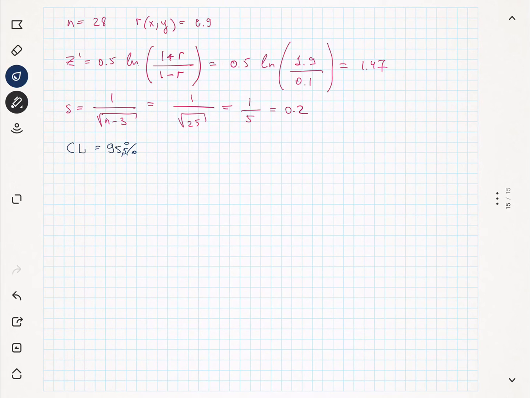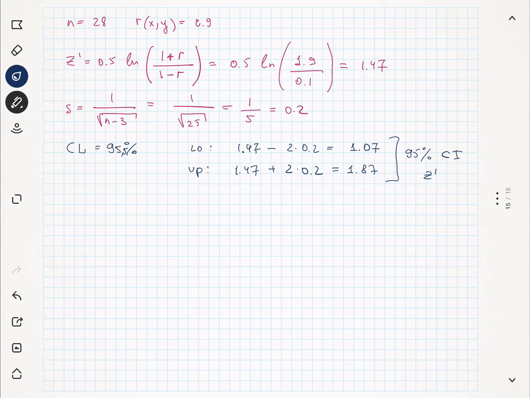So it means that the smallest possible value for z prime will be 1.47 minus 2 standard deviations, so minus 0.4, and 1.47 minus 0.4 gives me 1.07. Then the largest possible value is 1.47 plus 2 standard deviations, which gives me 1.87. So this is the 95.5% confidence interval for z prime values.